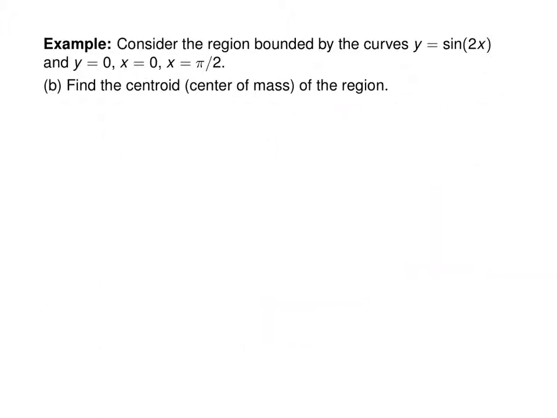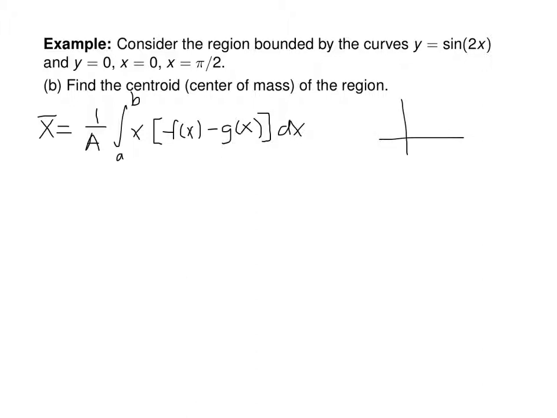Now, the way to find the center x, or the x bar, is to do 1 over A, the integral from a to b, x times f of x minus g of x. Now, because of the symmetry that you can see in the previous picture, I think it's pretty obvious that x bar probably should be at pi quarters. Let's just verify it. And in this case, because my lower curve is just the x-axis, g of x is 0. So we'll have 1 over 1, the integral from 0 to pi over 2, x times sine of 2x dx.